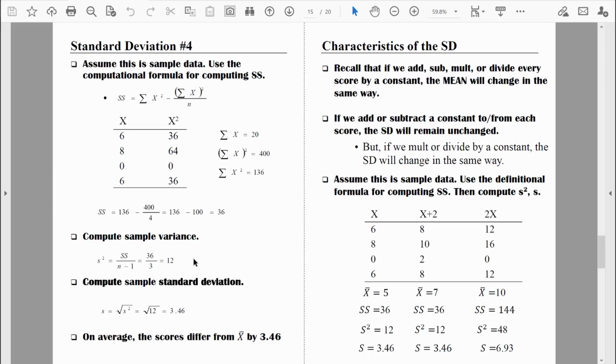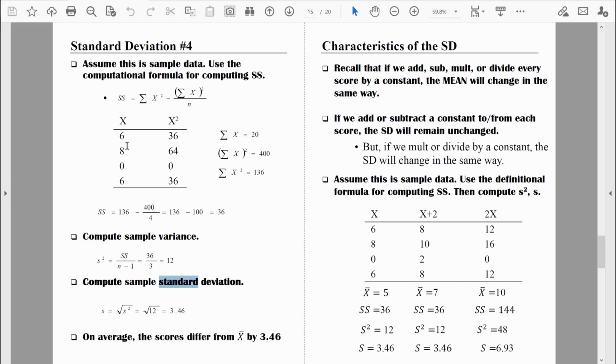Because variance is telling us the average squared deviation score, it's not telling us exactly what we want to know. We want to bring that measurement back down into standard units, and that's what the standard deviation is all about. So all that we need to do to compute the sample standard deviation is take the square root of the sample variance. And in this case, the square root of 12 equals 3.46. So we've learned that the standard deviation of this data right here is 3.46. On average, these scores right here differ from the mean by 3.46.